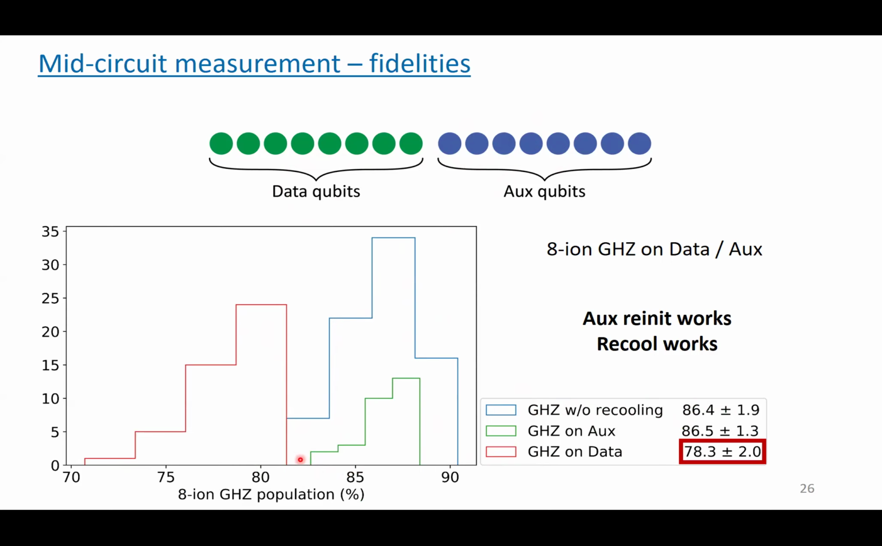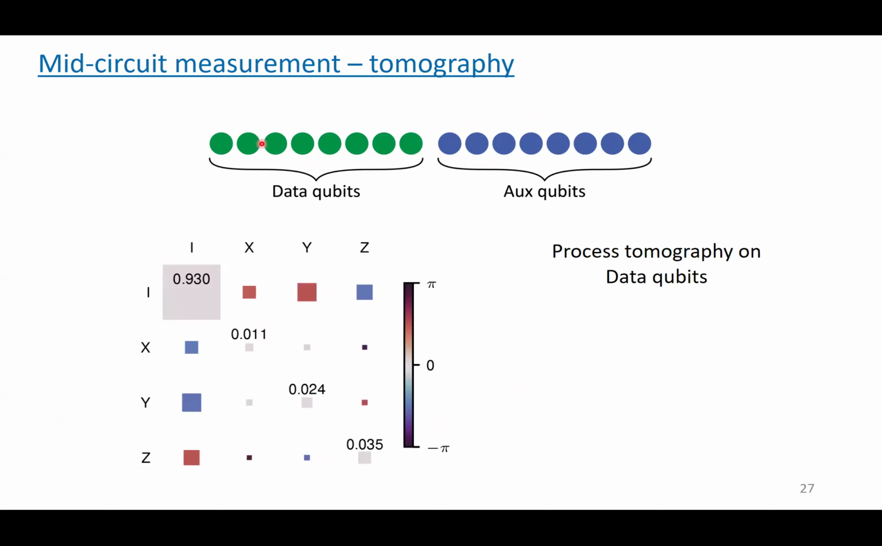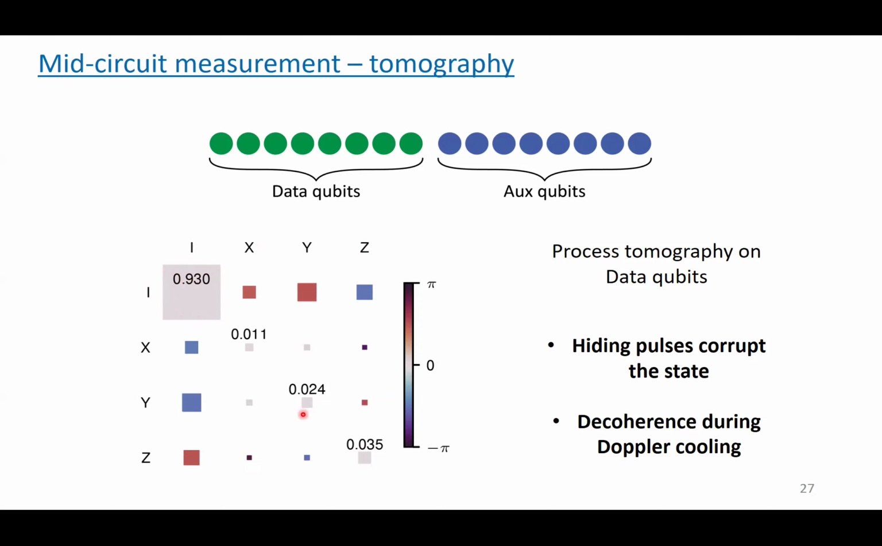So we did a tomography for the data qubits, of what this procedure does to them, while ideally it should be identity. This is an average result over multiple qubits, and you can see that it's like 93% of identity, and then there are some errors. That might be due to just a lot of hiding pulses, and then due to decoherence during our Doppler cooling and detection, because there we don't really have a good way to do echoing because they are sitting in the D level.